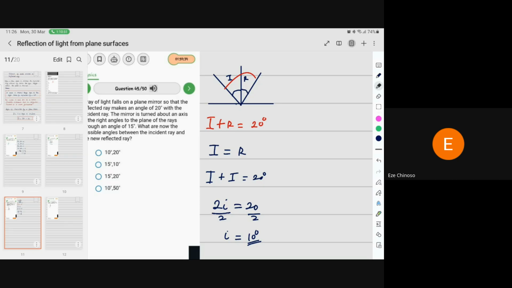But now you're not looking for the incident angle. After everything has happened, both of them are equal to 50. You're not looking for the new angle of incidence. So it will be 10. Beautiful. Now, based on what he explained, did you see what happened there?